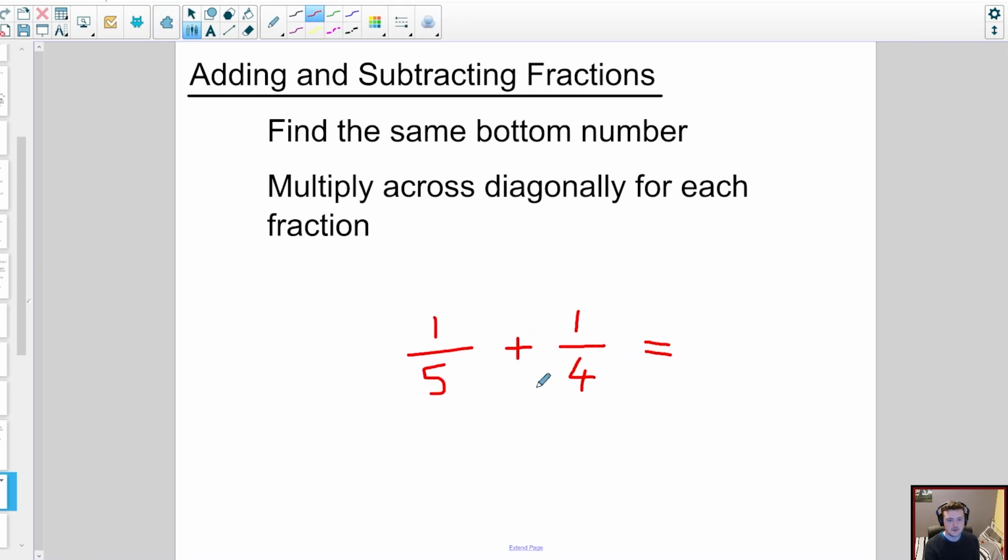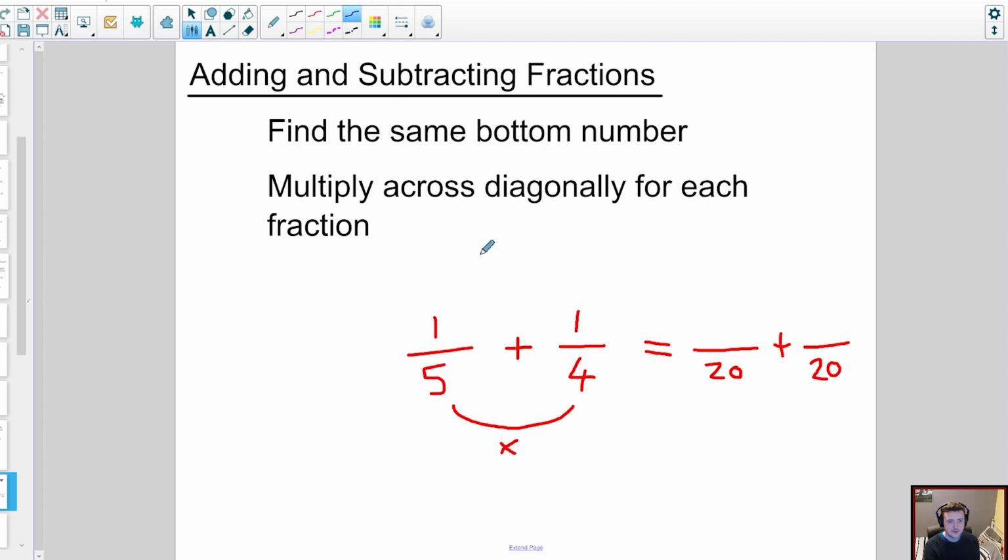First things first, times both bottom numbers together. That's where we start with these all the time. So similar to our comparing fractions, we're going to times the bottom numbers together. 5 4s are 20. So I ended up with 2 fractions that I'm going to add up out of 20.